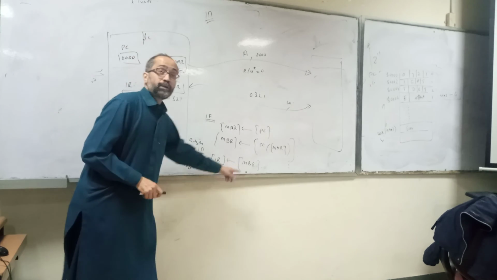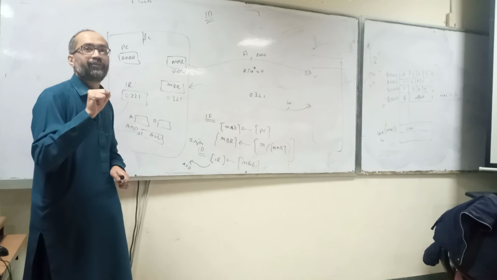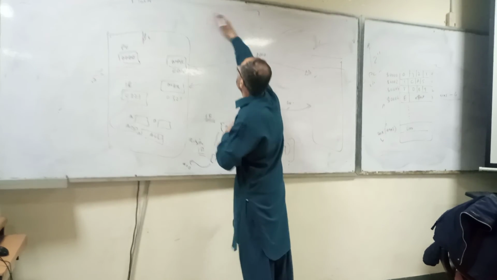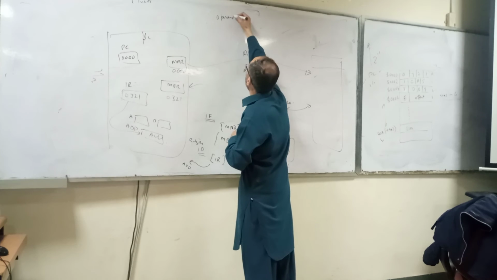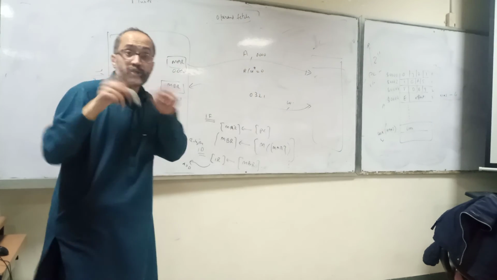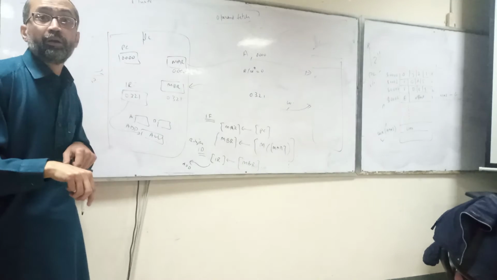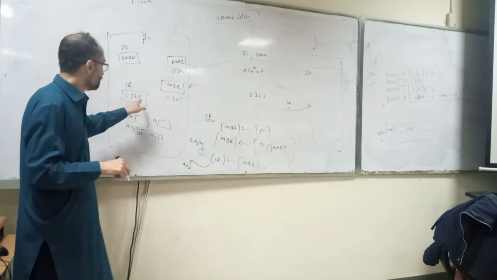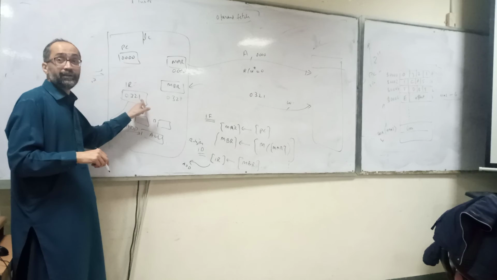The instruction is decoded. Now we need to fetch the operand. So the next stage is the operand fetch stage. If this is an R type instruction, where are these operands stored? In the processor registers. Which registers? The data registers, R1 and R2.